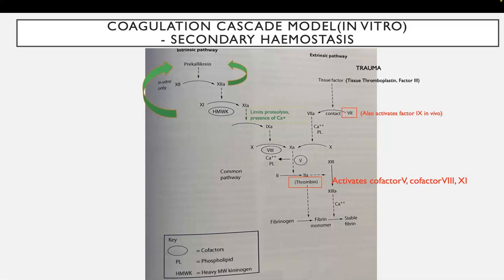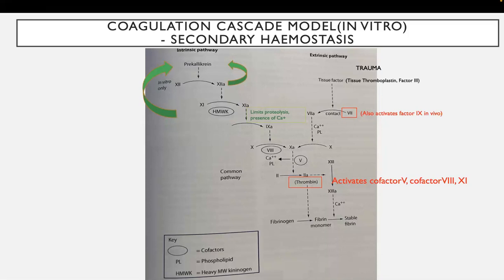And tenase, because you are activating factor 10. And to activate factor 10, you need a cofactor like factor 8. This is your factor 8C, which is different from the factor 8 von Willebrand factor in your primary hemostasis. For this process to happen, you need calcium and phospholipid. And that is your intrinsic pathway. The product of your intrinsic pathway will be your activated factor 10 via your tenase complex.